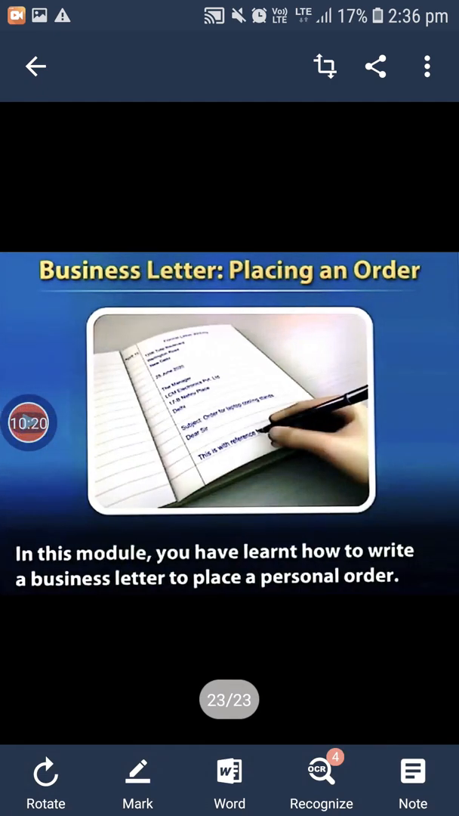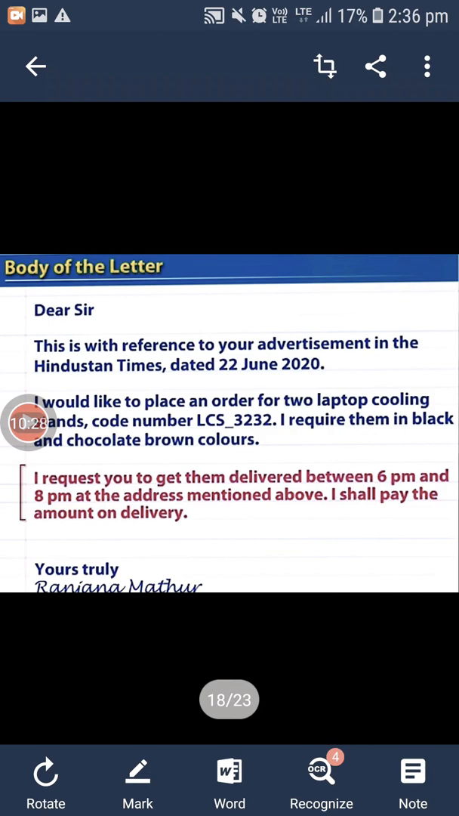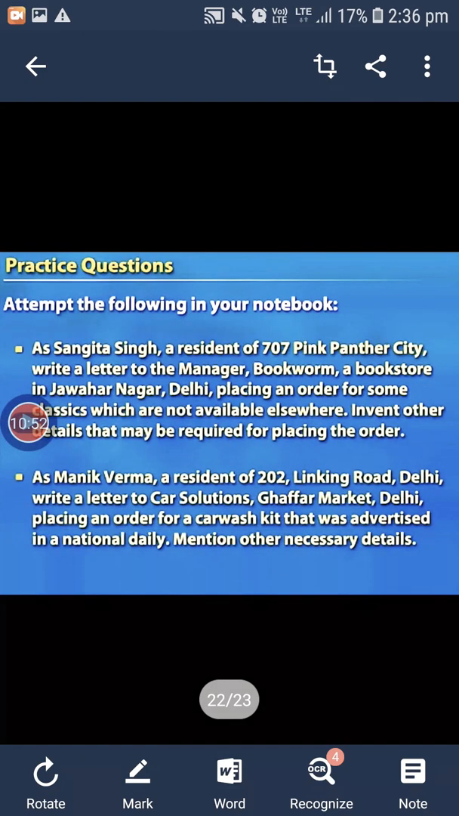So we have learnt how to write an order letter. Dear students, one more important thing I want to tell you. Certain letters demand a tabular form. In the main body of the letter, you can place an order and write your item number, order number, and reference numbers in a table. So you can have a table in this body. I hope you understood the format and will attempt these practice questions in your notebook.